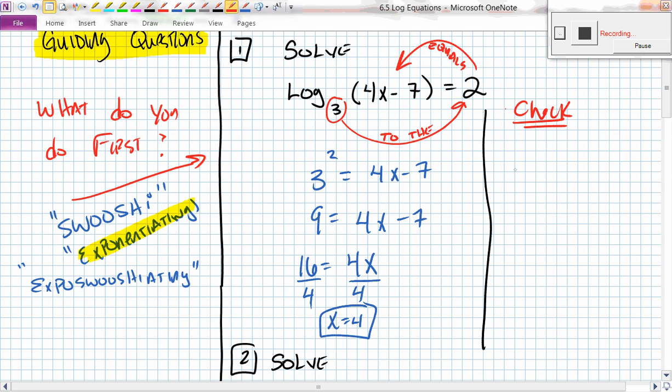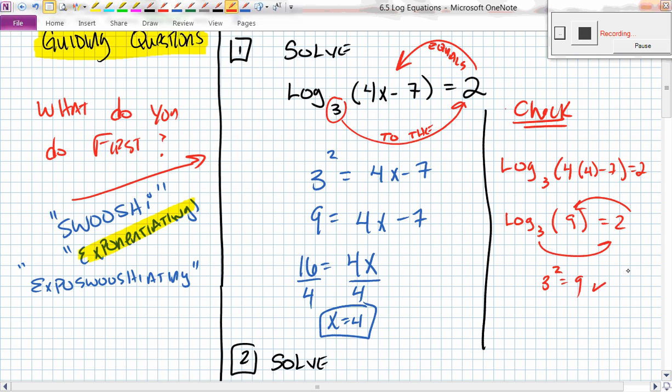Okay. So how do we check this? Well, we're going to check to see that log base 3 of 4 times 4 minus 7 is indeed 2. If we take log base 3, well, 4 times 4 is 16. 16 minus 7 is 9. Is it true that 3 squared gives you back 9? Yes, of course, 3 squared is 9. So that means we did it correct. Now, you do not have to check every single time, but I wanted to demonstrate how you do check. The reason is because sometimes we're going to have solutions that don't fit the entire problem that we're looking at.